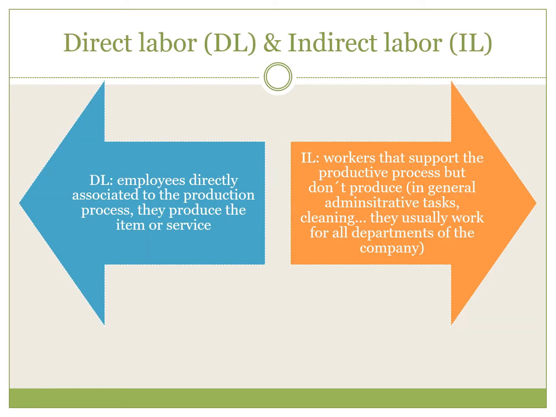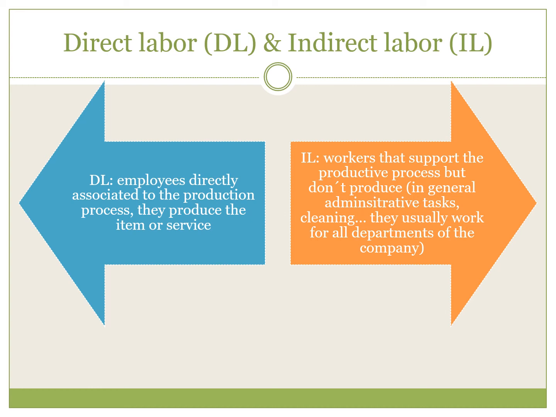Let's consider now what's going on with direct labor and indirect labor. So which employees are we considering when we calculate the productivity? Direct labor are those employees that are directly associated to the production process. So they produce the item or the service. They are the ones providing it, okay? In the case of indirect labor, those are workers that support the productive process, but they don't produce. In general, they do administrative tasks, they do some cleaning, they do some maintenance. They usually work for all the departments of the company.